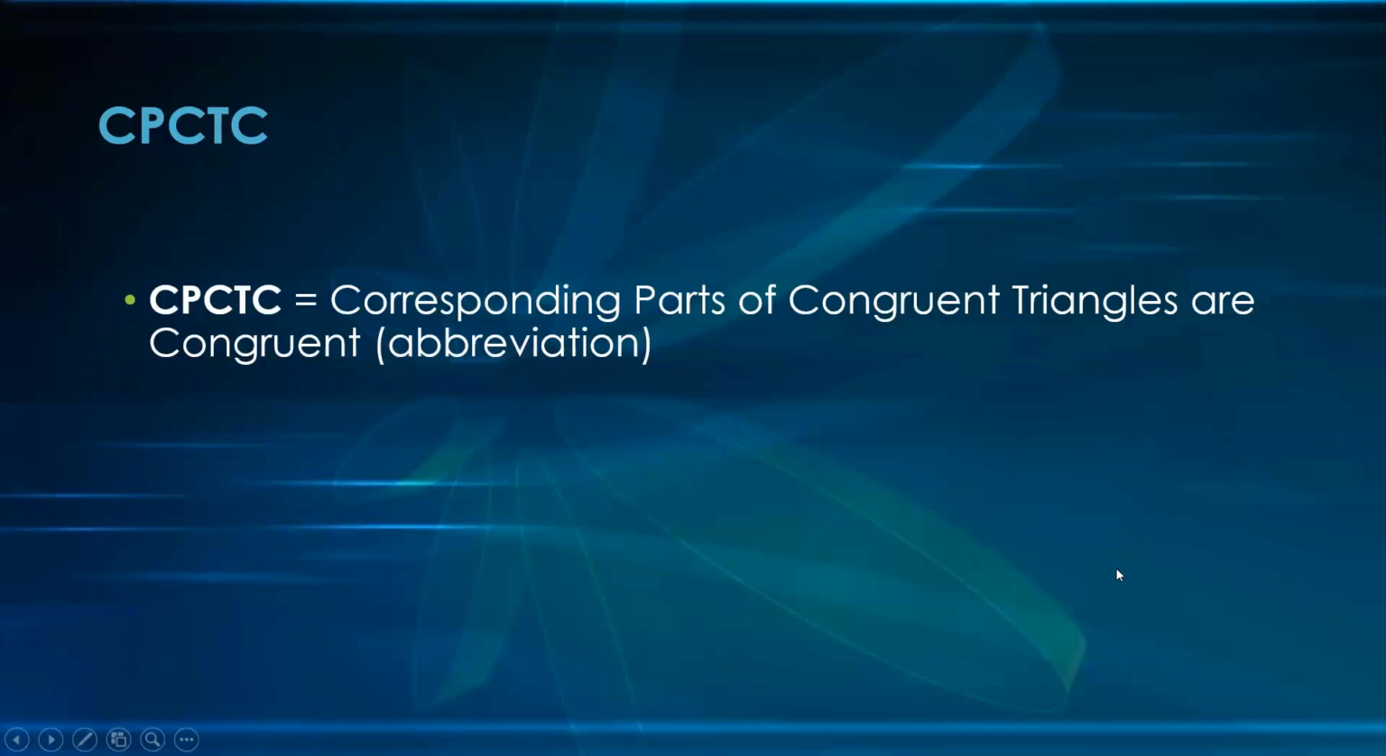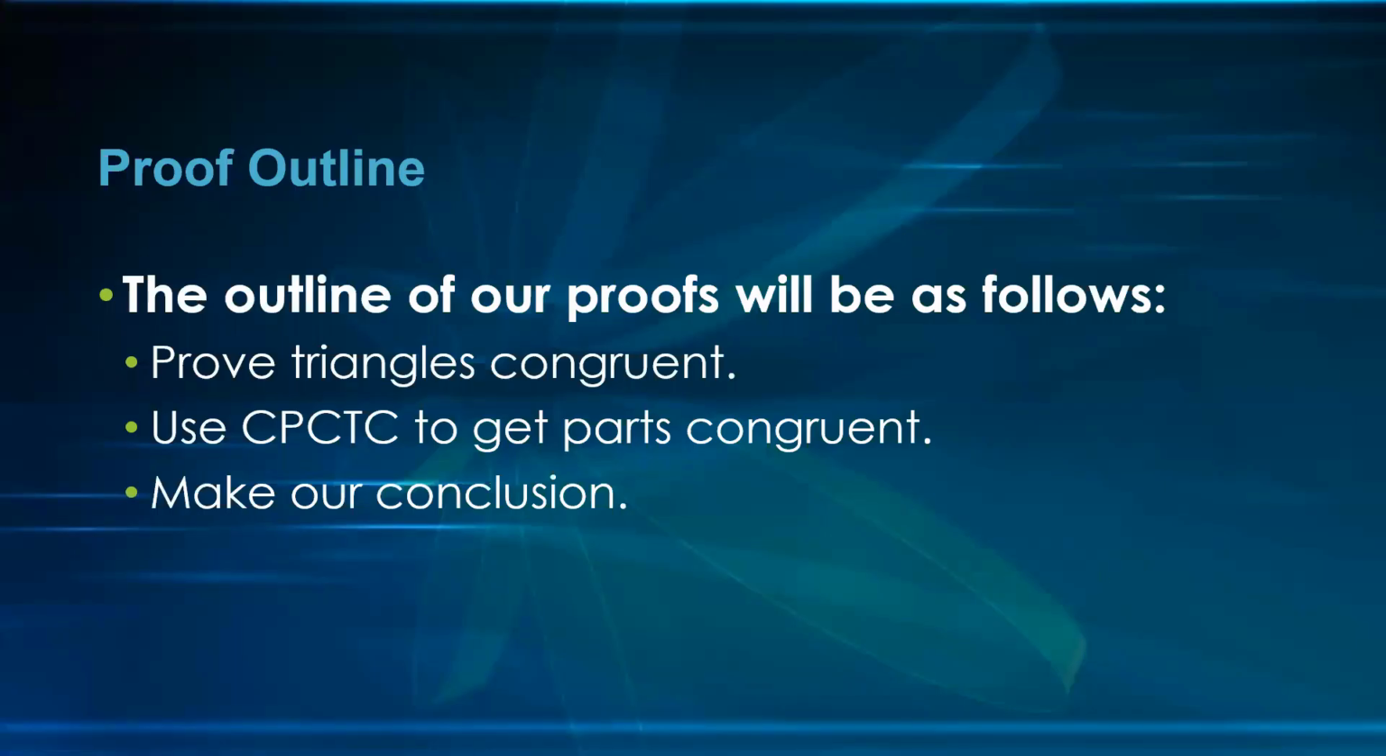Quick reminder from the last video, CPCTC stands for corresponding parts of congruent triangles are congruent. And the outline of our proofs will be to first of all prove triangles congruent, then use corresponding parts of congruent triangles are congruent to get the parts congruent, and then make our conclusion.